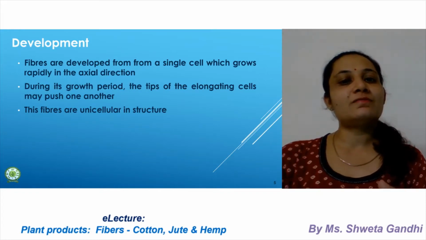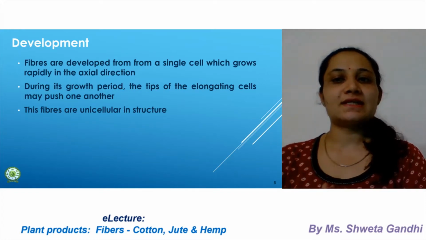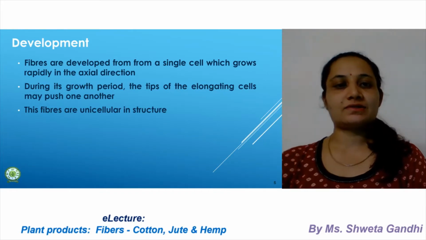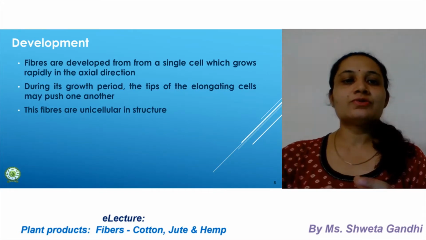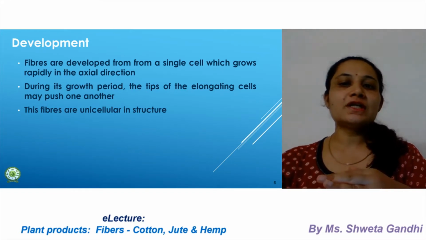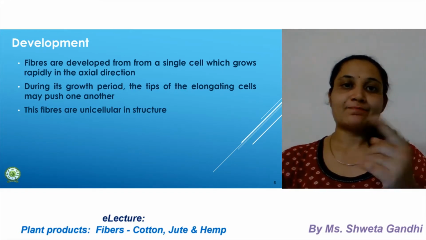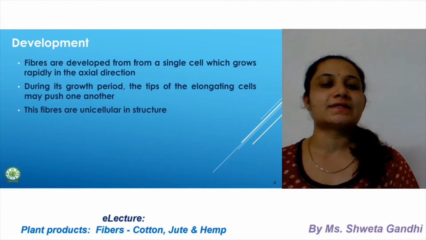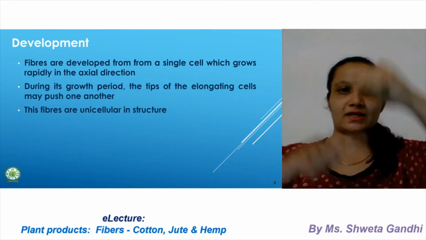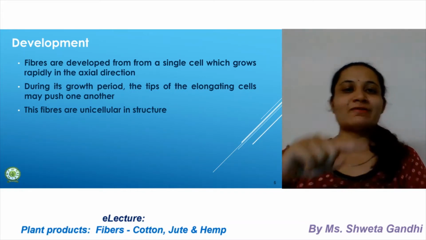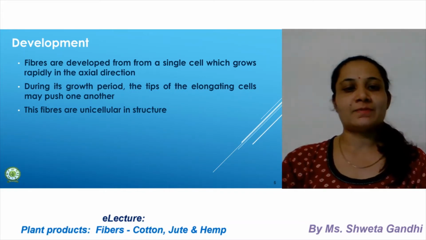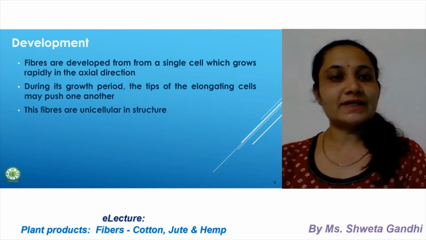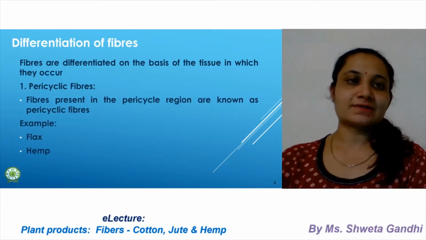Fibers are developed from a single cell which grows rapidly in the axial direction, the straight direction. During this growth period, the tips are elongating cells. Fibers are elongated, so their tips are the elongating cells and they may push one another. One fiber pushes another fiber, and the fibers are unicellular in structure. They are single cell structures.